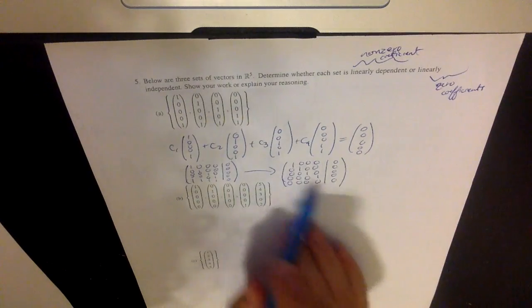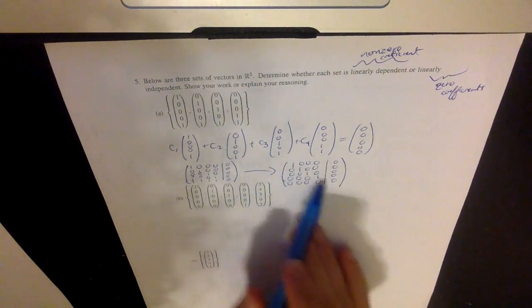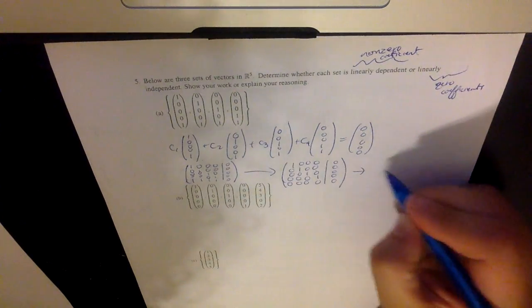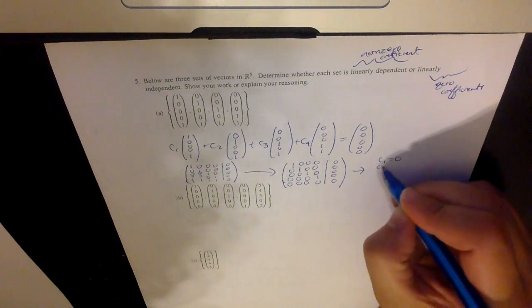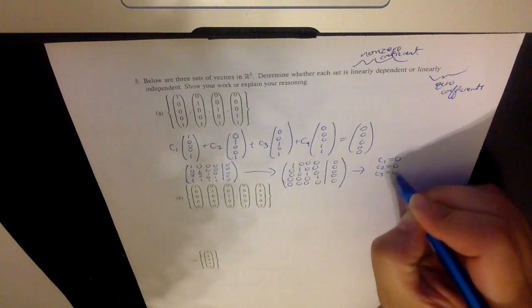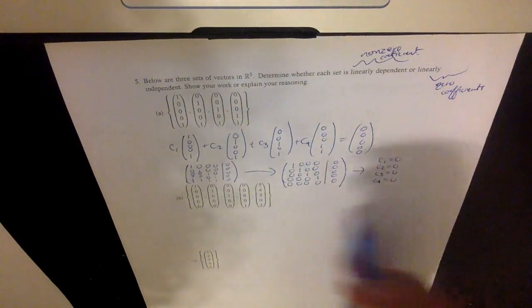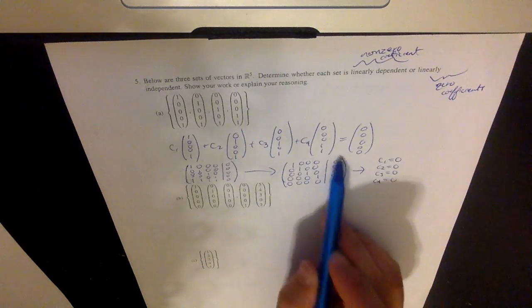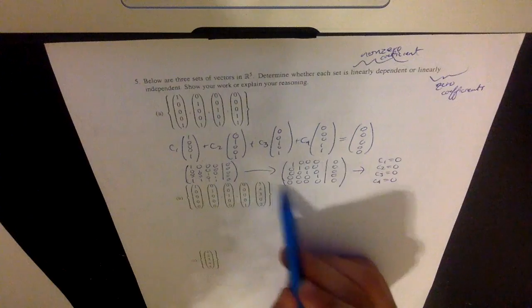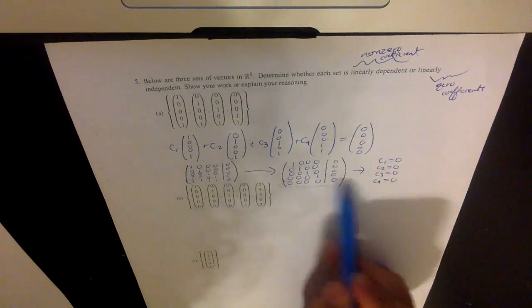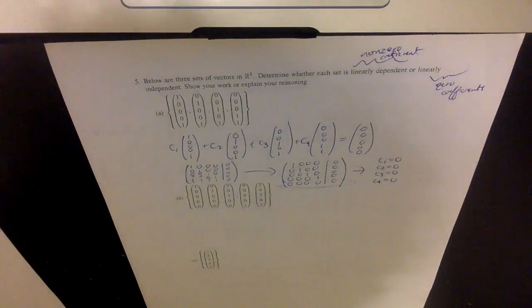And notice I get a diagonal matrix here, and it tells me that c1 equals 0, c2 equals 0, c3 equals 0, and c4 equals 0, right? So we take these first 4 entries, those are our solutions. This one is just telling us that one of the equations was redundant.